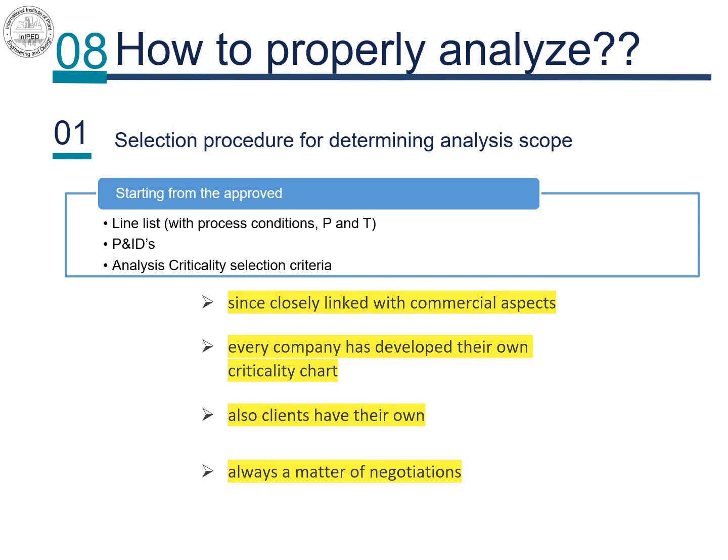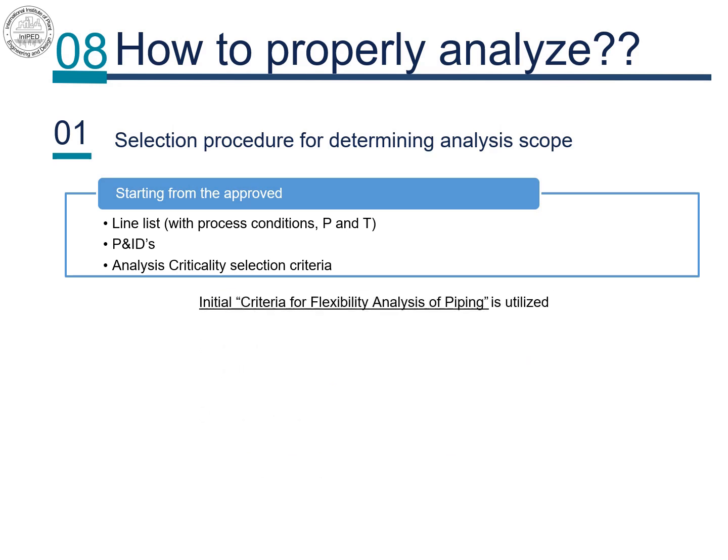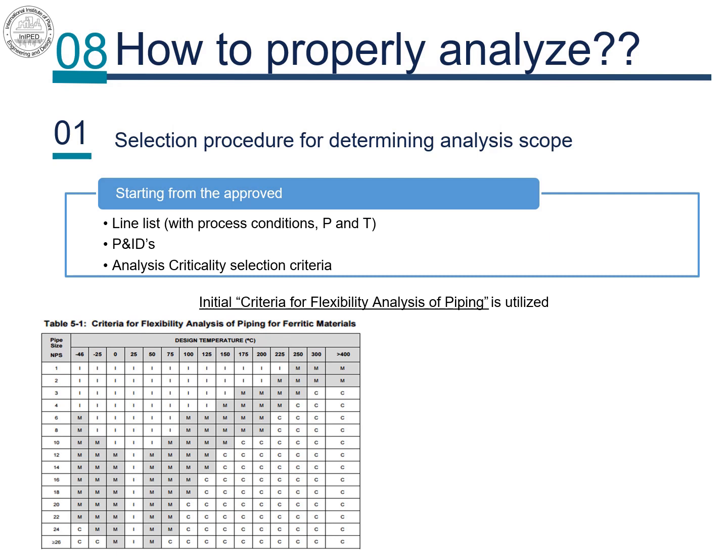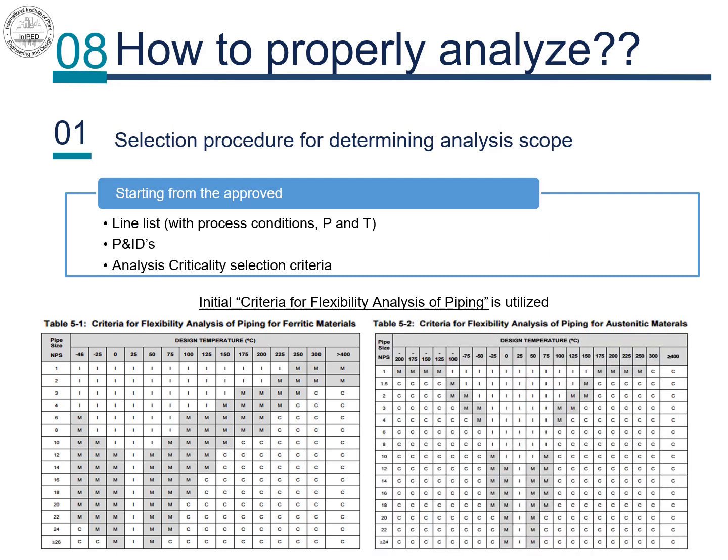We have shown here, as an example, 2 charts for initial criteria for flexibility analysis of piping, prepared for use on a project. Table 5.1 is for carbon steel piping, and 5.2 for stainless. Basically, categorization of requirements for pipe stress analysis is based on pipe sizes and design temperatures. This will determine the initial level of stress analysis requirements. In the charts, the following selection categorization is prescribed: I, M, and C.